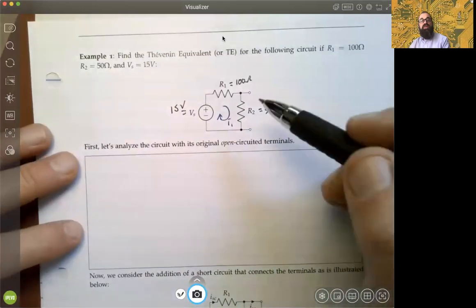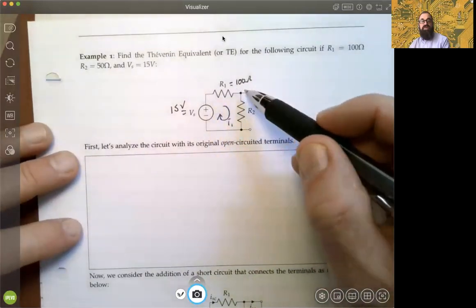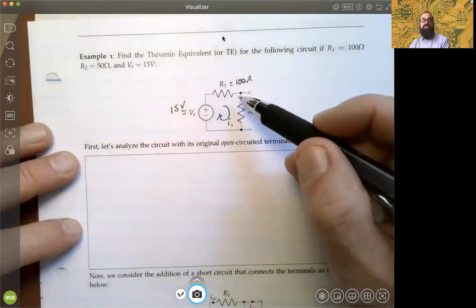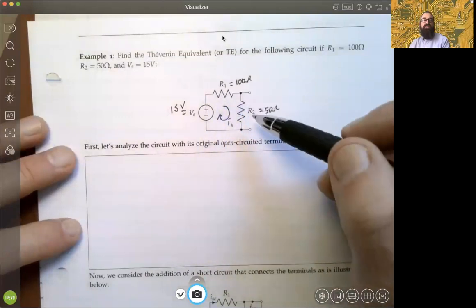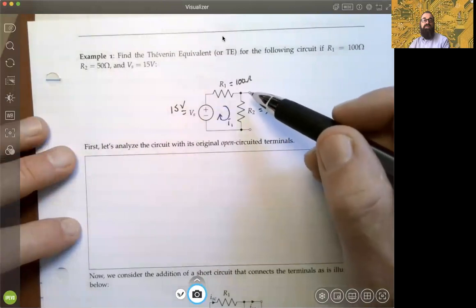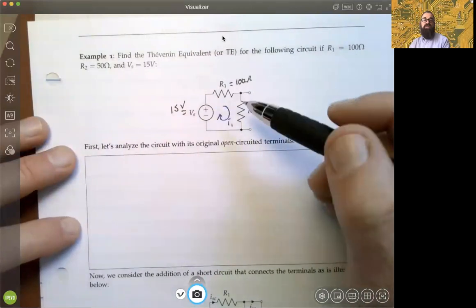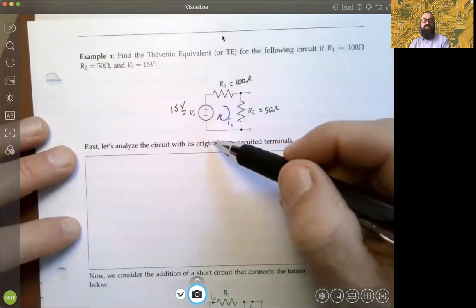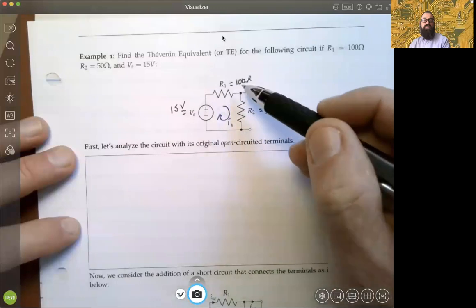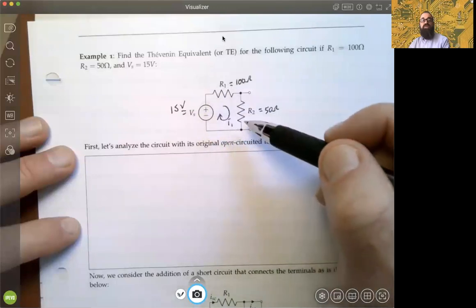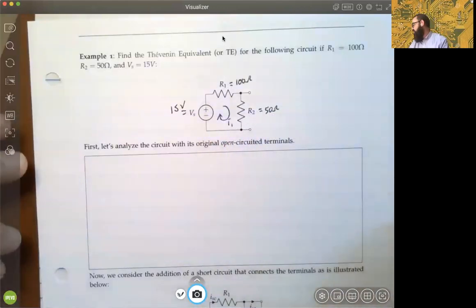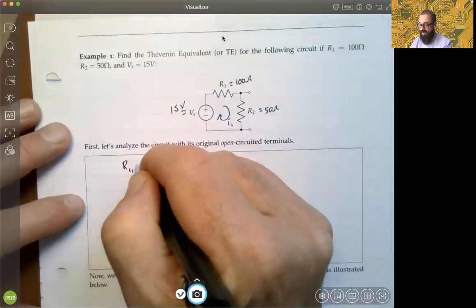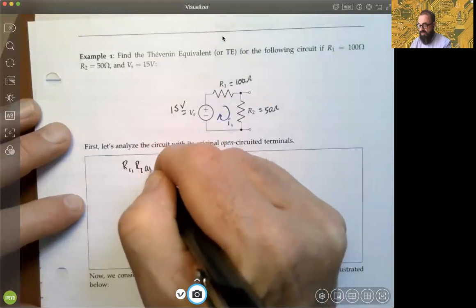But if we look around this part of the circuit, you could ask yourself, what relationship do we have between these two resistances? For example, if you leave this terminal and come through R1, the voltage source, and come back to complete this loop, you would notice that the two resistances R1 and R2 are in series. So the first thing we'll notice is that R1 and R2 are in series.